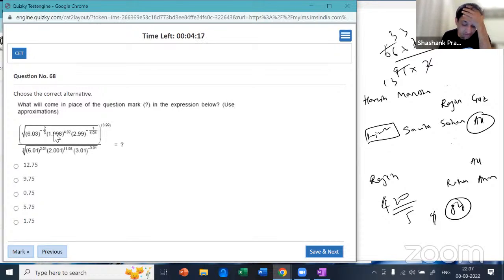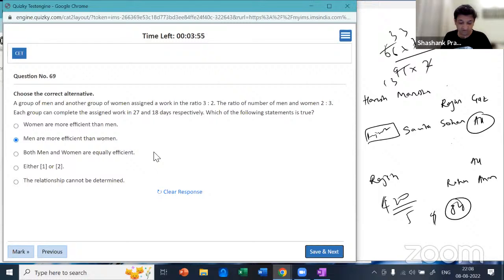Okay, this is raised to, square root and raised to. Oh, I made some mistakes. Alright, I don't know. Cube root, raised to 4, so raised to 2 basically is what we have here. Raised to 4 by 3, 6 raised to 4 by 3, 1 by 6 raised to 4 by 3, 2 raised to 4, 2.99. I don't know. I'll generally mark some extremes with 0.75. Not sure of this.